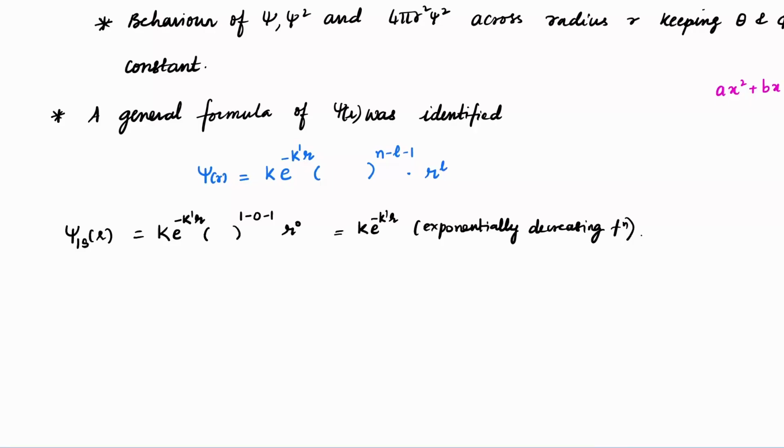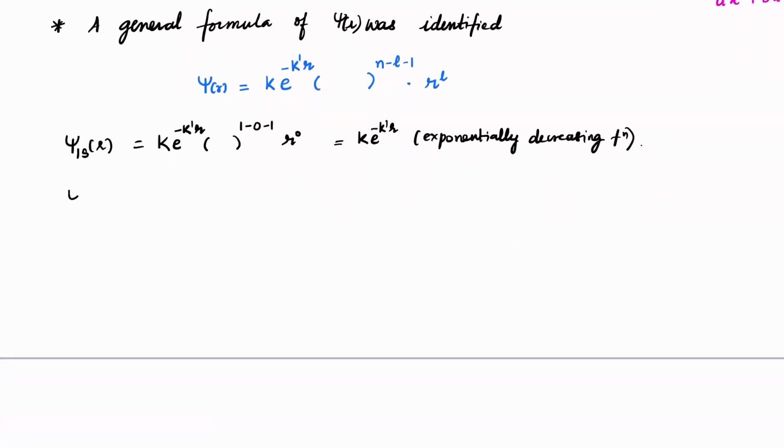Got it? For example, if at all I have to write, let's say, for 4p, how does the radial part look like? It will be like some constant e raised to power of another constant into r, multiplied by n value is 4, p value is 1 minus 1 into r raised to power of 1. So how does this look like?